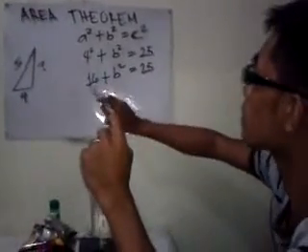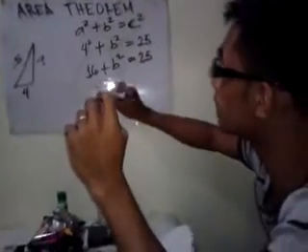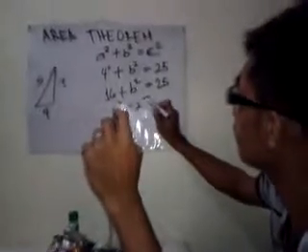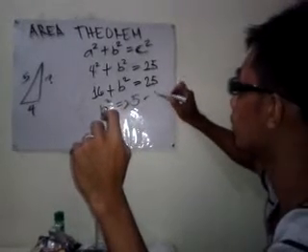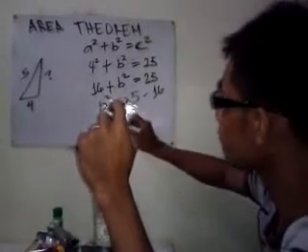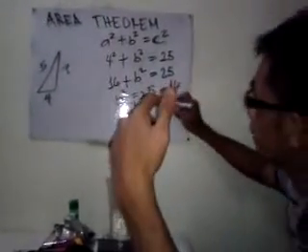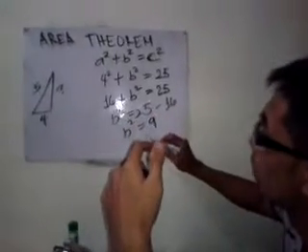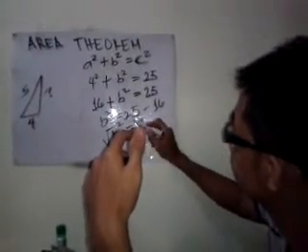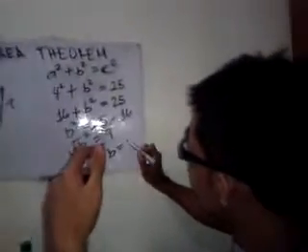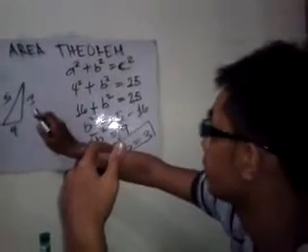If we transpose this 16 to the other side, it will give us b squared equal to 25, and we change the sign of 16, so it's negative 16. So b squared is equal to 25 minus 16, which gives us 9. Since we have a square here, we're going to put a radical sign. So b is equal to 3. That's now the measure of our height.